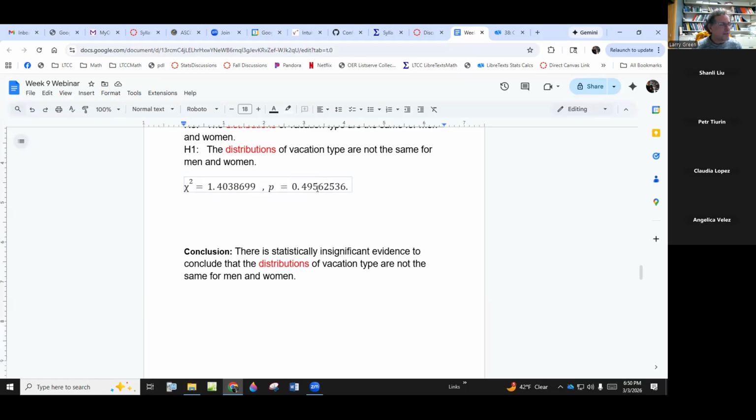So typically in the real world, people use those special words to talk about how good the evidence is. So here, there is statistically insignificant evidence to conclude that the distributions of vacation type are not the same for men and women.